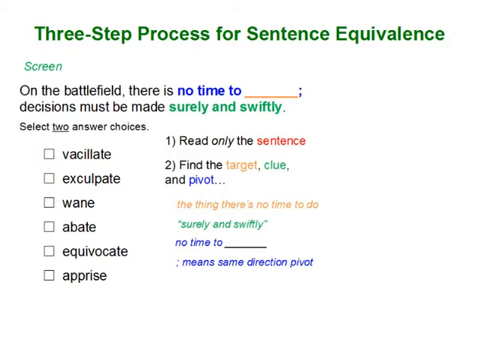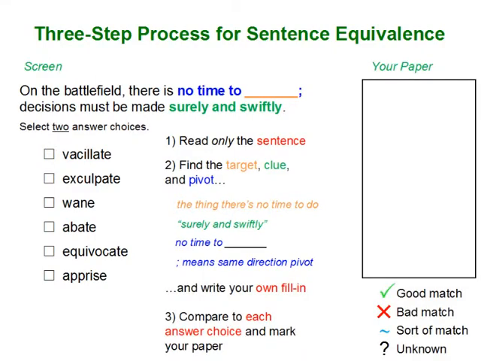You could come up with a number of ideas here. I imagine there's no time to dilly-dally. There's no time to waste. Anything in that ballpark here. When we need to make decisions surely and swiftly, this is a very specific clue that can point us to a better fill-in than, for example, no time to waste. It might be true that there's no time to waste, but what does that have to do with being sure and swift? In fact, what is the opposite of sure and swift that we want to make sure not do? It's sort of like inefficient and slow, in this vacillating or going back and forth kind of way.